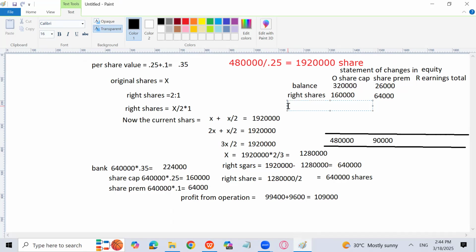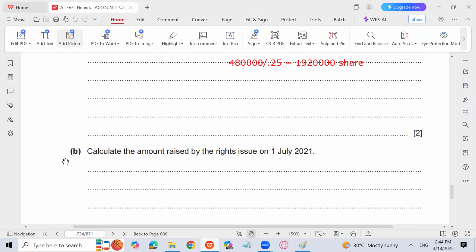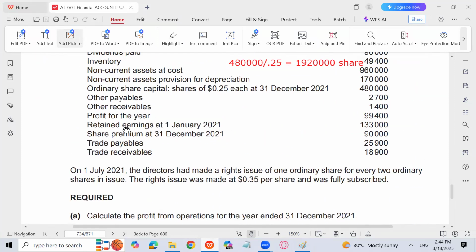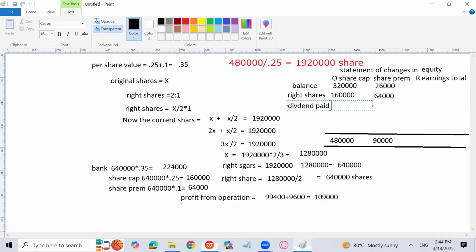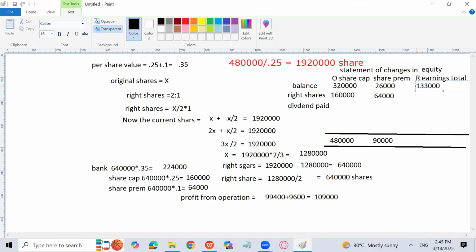So let's see. Now I will subtract dividend paid. That will be subtracted from retained earnings. So let's see what is the amount of retained earnings. Now retained earnings are given at 1st January. So they are not given retained earnings at the end, 1,33,000. They are the retained earnings at the start of the year. So I can write here easily 1,33,000. Can you tell me the total of this particular row? 3,20,000 plus 1,33,000 plus 26,000. We'll get the balance. Total of all the balances at the start.